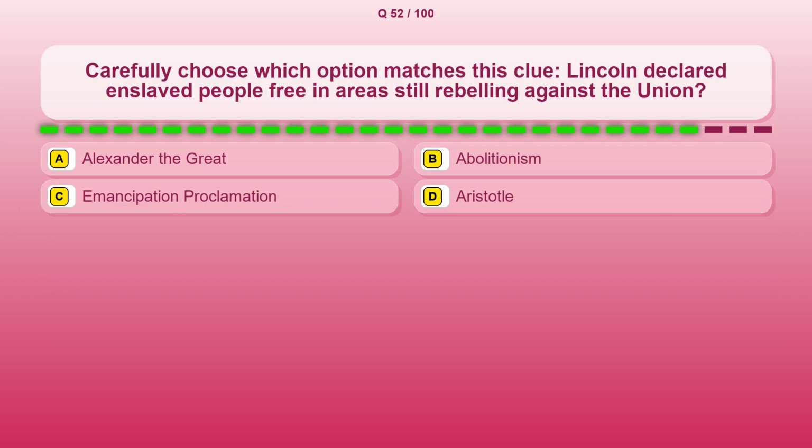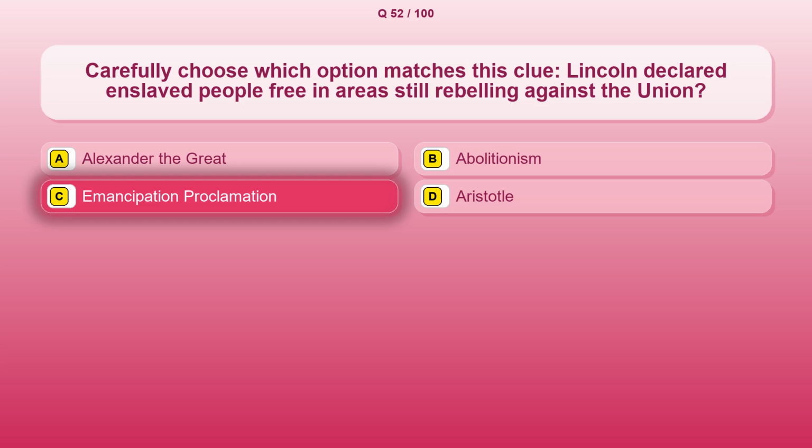Question 52. Carefully choose which option matches this clue. Lincoln declared enslaved people free in areas still rebelling against the Union. Option A, Alexander the Great. Option B, abolitionism. Option C, Emancipation Proclamation. Option D, Aristotle.